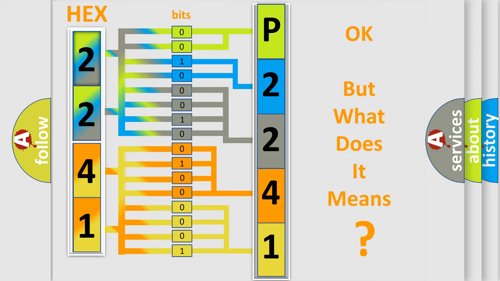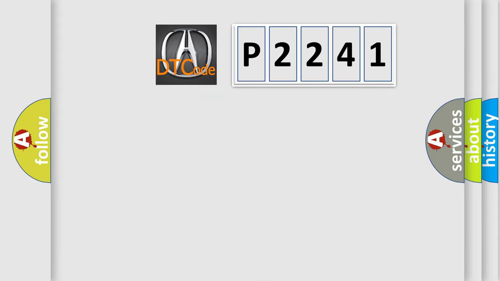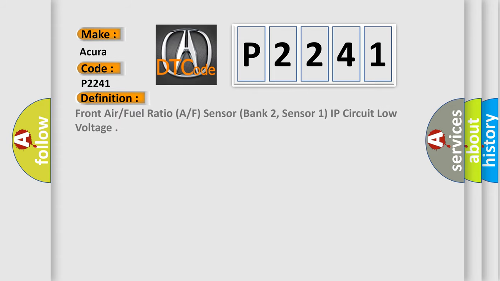The number itself does not make sense to us if we cannot assign information about what it actually expresses. So, what does the diagnostic trouble code P2241 interpret specifically for Acura car manufacturers? The basic definition is: front air fuel ratio AF sensor, bank 2, sensor 1, IP circuit low voltage.